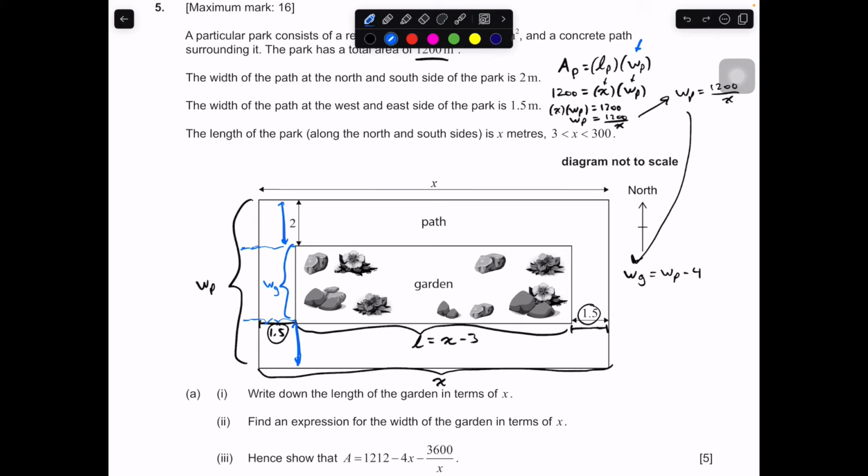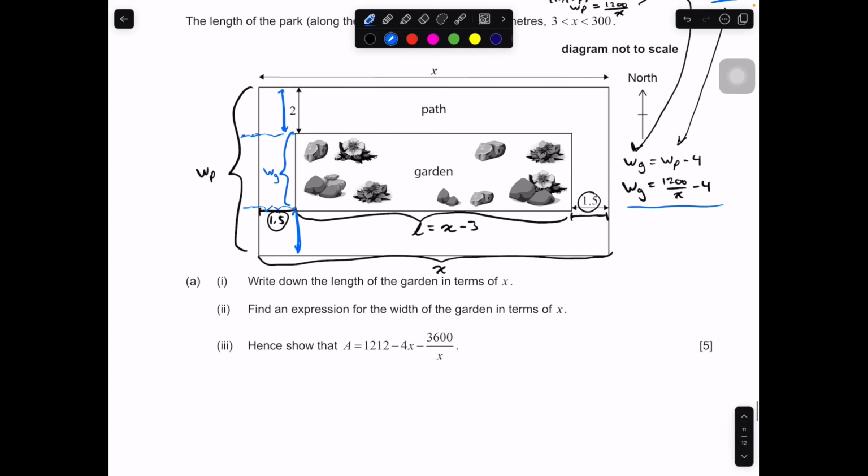And now here's where it becomes a little challenging, is our algebra. We're saying that the width of the park is equal to 1,200 over x. This equals is the same as saying is. Width of the park is 1,200 over x. So what we can do is say that the width of the garden is equal to, and then substitute. These things are interchangeable. And there it is. That's our width of the garden, 1,200 over x minus 4. Find an expression for the width of the garden in terms of x. Here it is.